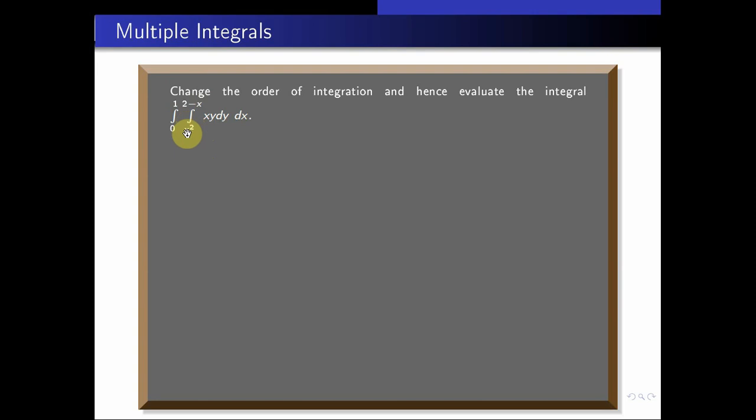See, here the limits involve x, so I have to integrate this first with respect to y, then I have to integrate this with respect to x. That is the order of integration of this problem. I will repeat, the inner limits involve the variable x, so I have to integrate this first with respect to y and then I have to integrate this with respect to x.